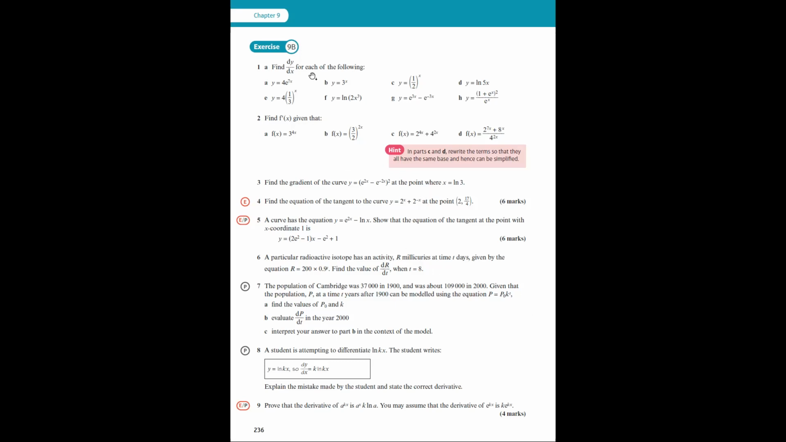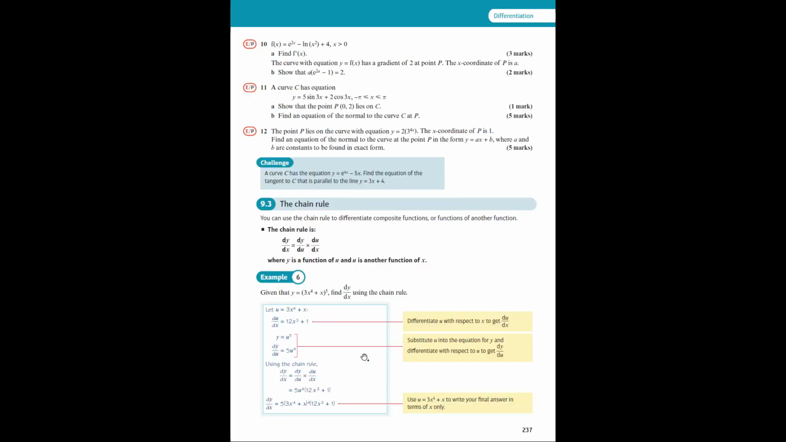So exercise 9b, I suggest on question 1 it might be beneficial to do maybe A, C, D, F and G. If you're ambitious, you might as well do them all. H might be quite a nice one to do as well. Question 2, I'd suggest A and C. D might be quite a nice one to do. And then you can work your way through the questions. It goes up to question number 12.